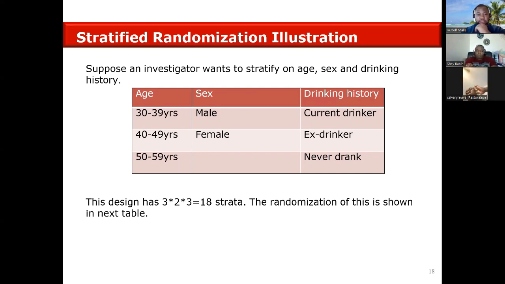So the design has 3 by 2 by 3, right? So it has 3, which is the age range. We have the age is 3 metrics, sex is only 2 metrics, and drinking habit is only 3. If you look at that, we multiply that, which means there are 18 possibilities that can come up from this.